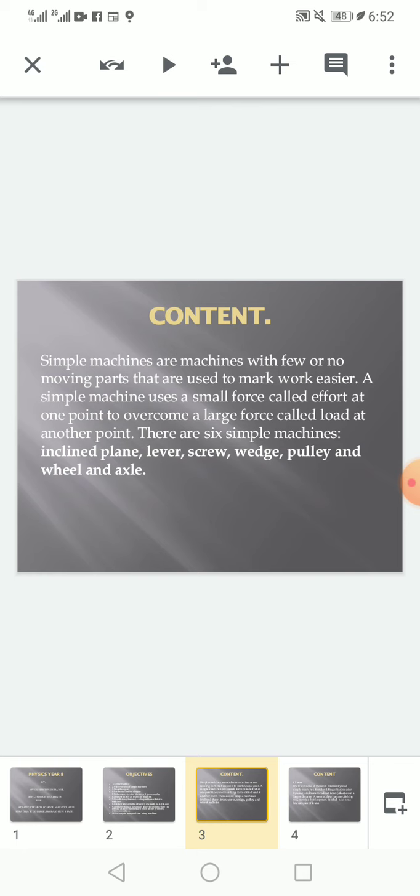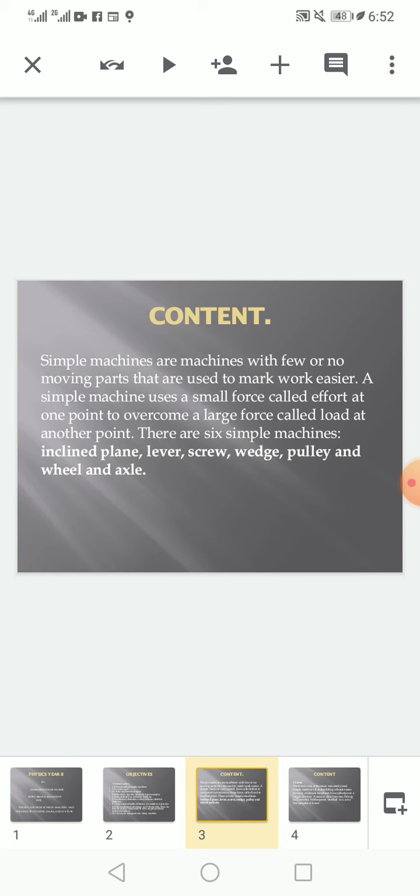Now, when we say machine, what exactly do we mean by simple machine? Simple machines are machines with few or no moving parts that are used to make work easier. I repeat again, simple machines are machines with few or no moving parts that are used to make work easier.